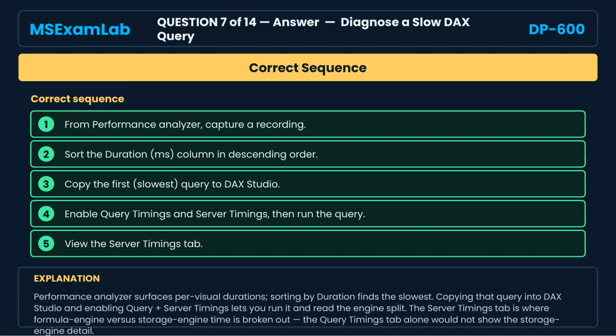Performance Analyzer surfaces per visual durations. Sorting by duration finds the slowest. Copying that query into DAX Studio and enabling query plus server timings lets you run it and read the engine split. The Server Timings tab is where Formula Engine versus Storage Engine time is broken out. The Query Timings tab alone would not show the storage engine detail.